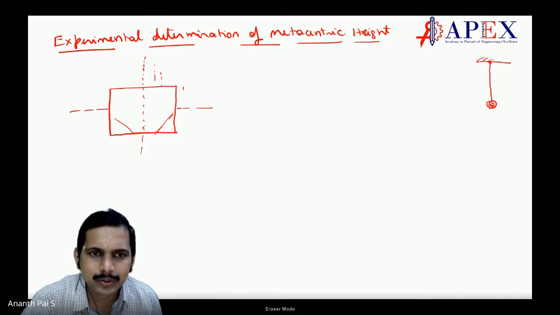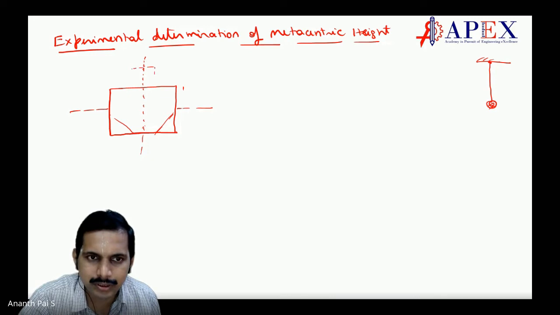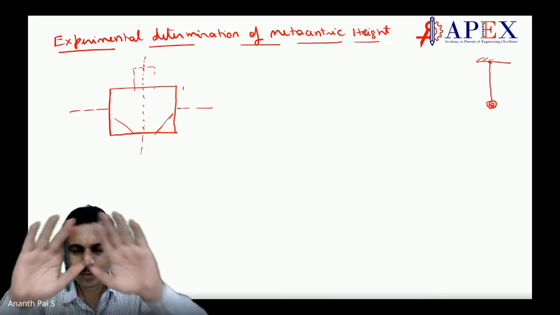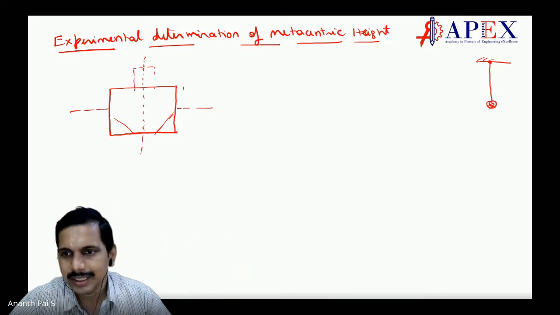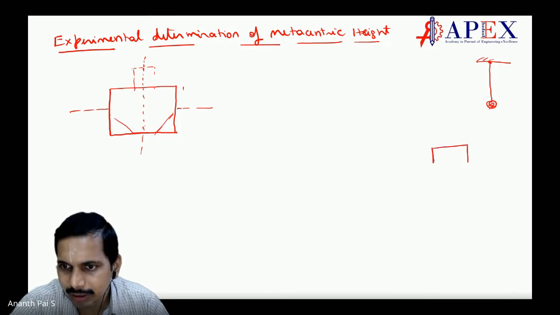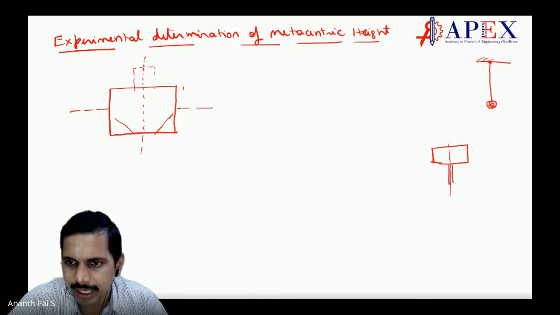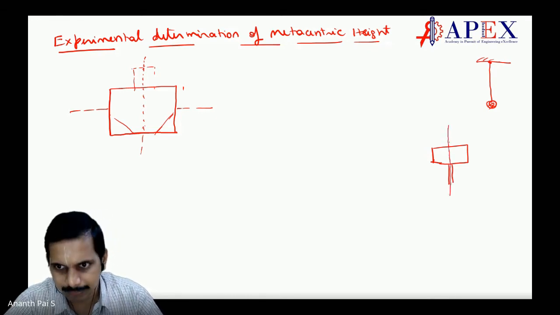So like that, what you can do is, if you put something here on the board, you put a board. That's how it is done. There is a board kept on the deck of the ship, which shows the vertical axis, the centroidal axis of the ship. It is drawn.